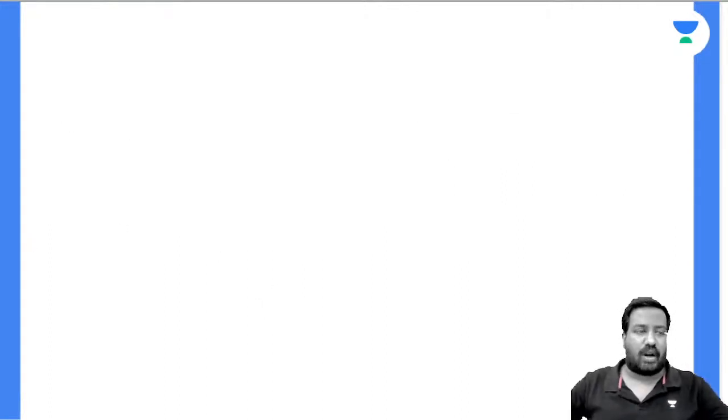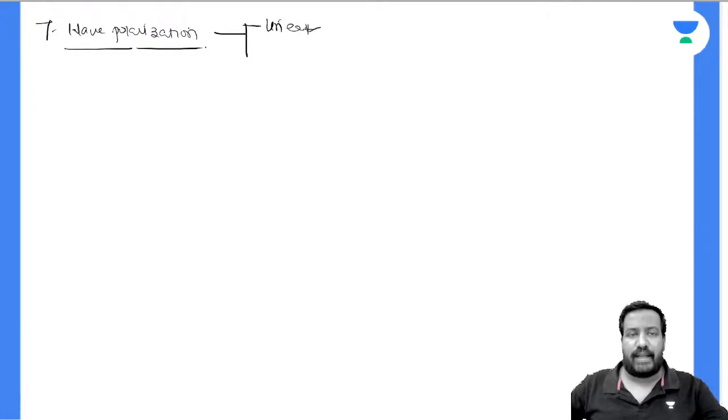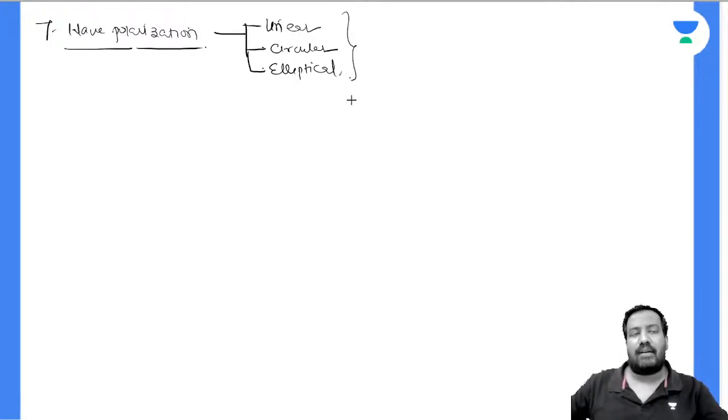Previous year questions have been solved. And wave polarization. In wave polarization, there are 3 different types of polarization, that is linear polarization, circular polarization and elliptical polarization. In this, the derivation was done, shortcut was explained, and previous year questions and practice questions of all these wave polarization concepts are explained very clearly.